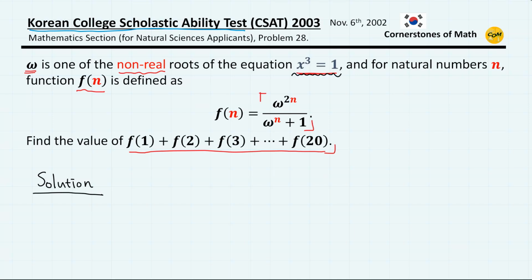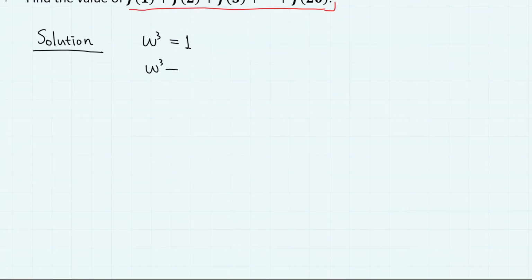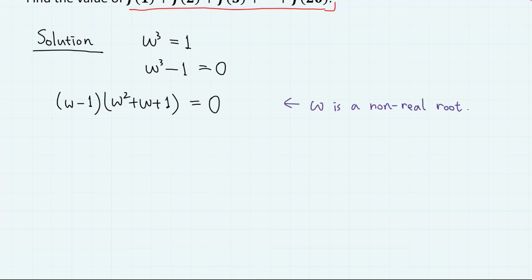Since omega is a root of x cubed equals 1, we have omega cubed equals 1. So we have omega cubed minus 1 equals 0. And if we factor the left-hand side, we have omega minus 1 times omega squared plus omega plus 1 equals 0. Since omega is not a real number, omega minus 1 cannot be 0. This means that this part is 0, that is, omega squared plus omega plus 1 equals 0.